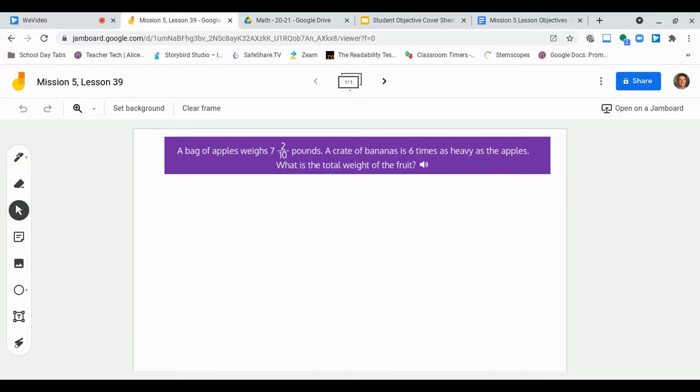It says a bag of apples weighs 7 2/10 pounds. A crate of bananas is 6 times as heavy as the apples. What is the total weight of the fruit? Okay, so again, a bag of apples weighs 7 2/10 pounds. A crate of bananas is 6 times as heavy as the apples. What is the total weight of the fruit?